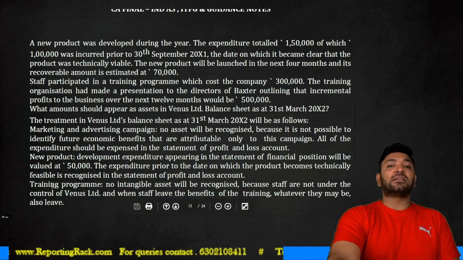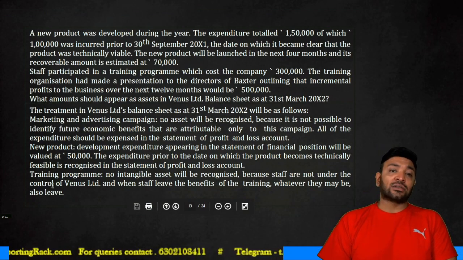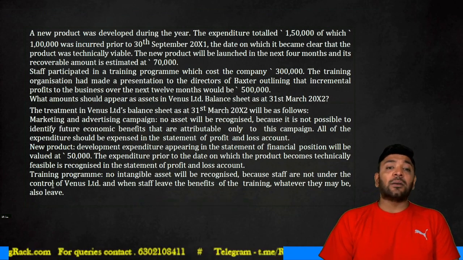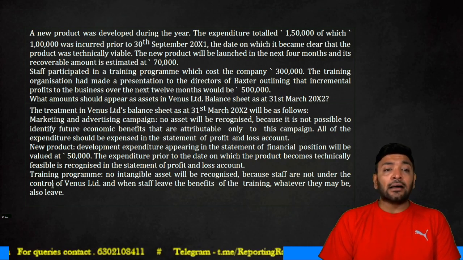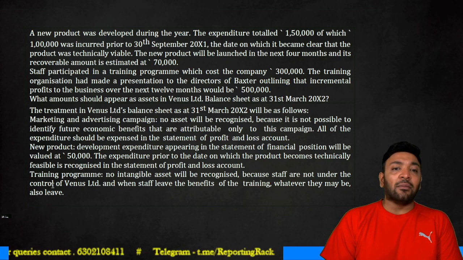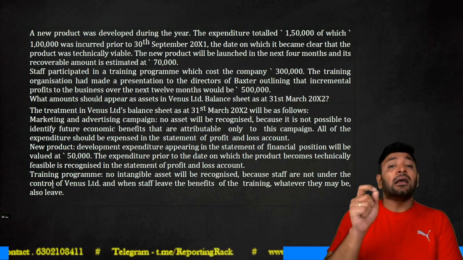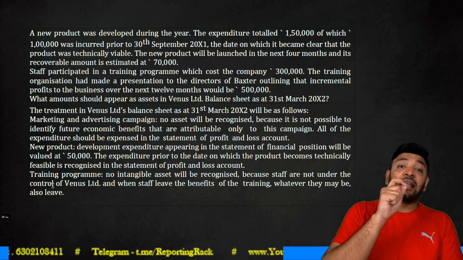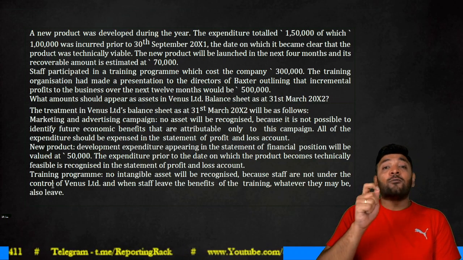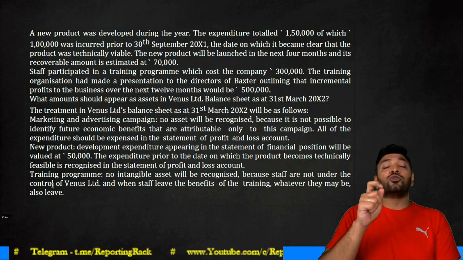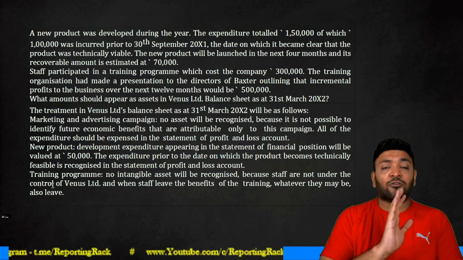The new product was developed during the year. The expenditure totaled to 1,50,000, for which 1 lakh was incurred prior to 30th September, the date on which it became clear that the product is technically viable. So until 30th September, whatever expenditure was incurred is called as an expenditure relating to research phase. Such expenditure relating to research phase, when the outcome is uncertain, future economic benefits are not probable, such amount of expenditure should be charged off to P&L.